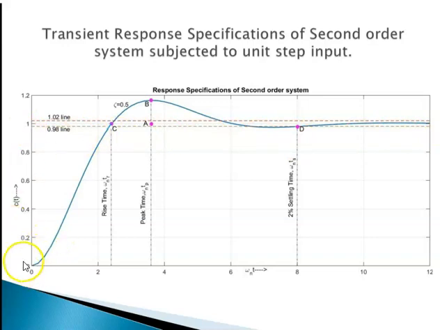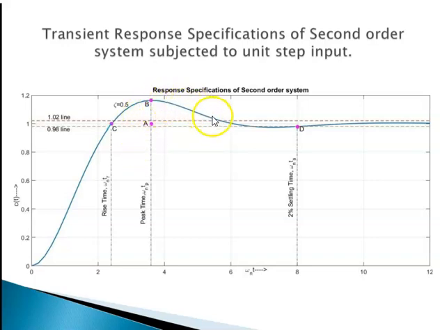Now you can see, when you give a step input, the response rises, and for the first time comes to the steady state value. The time at which this happens is called rise time T sub R. Similarly, it continues to rise and attains a maximum value at what we call the peak time. The difference between the steady state value and the maximum value, that is this segment AB, is called overshoot.